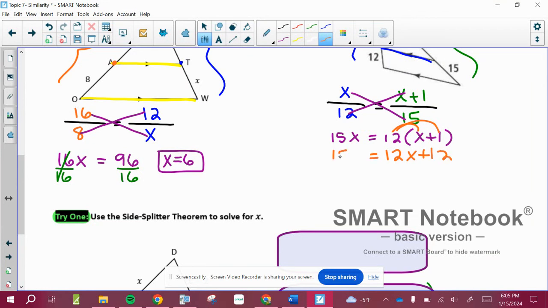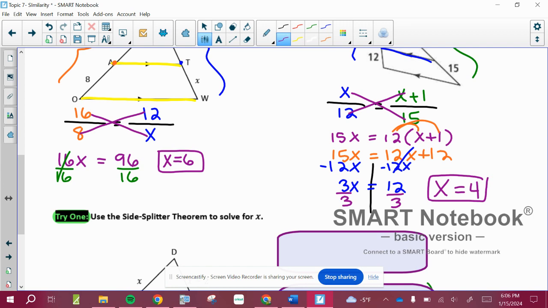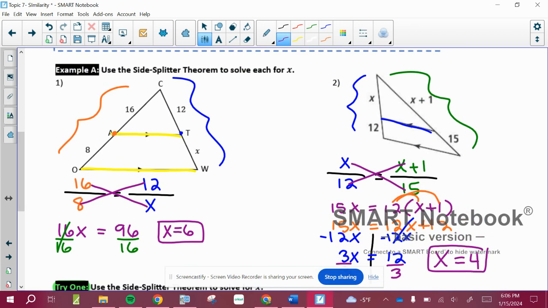When we distribute that 12, we end up with 12x plus 12. Bring down your equal sign and your 15x. And then the rest is just our algebra. I'm going to get my x's on the same side, so I'm going to subtract this 12x over. That gives me 3x. Bring down my equal sign and the 12 that's left over on the right side. And then when we divide this out, it should work out to be that x equals 4. Done. Okay, so again, side splitter theorem: you're using the same pieces from the one side, set proportional to the two pieces on the other side.